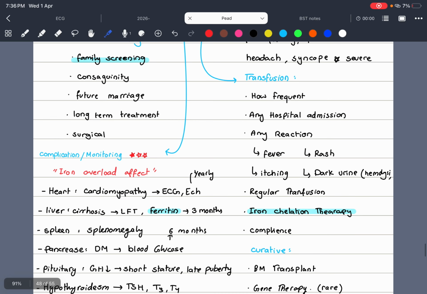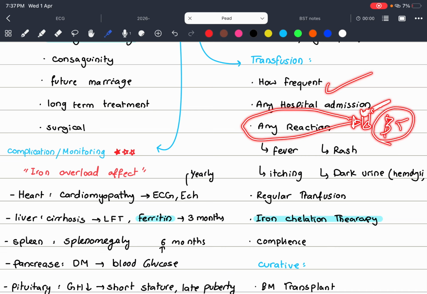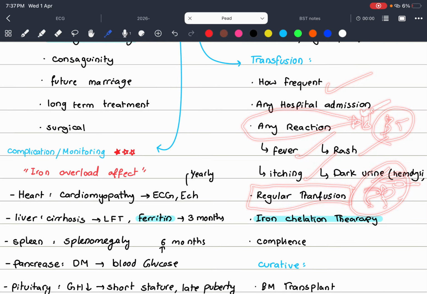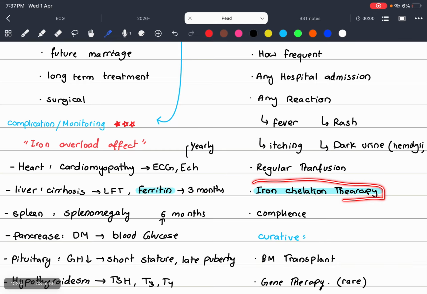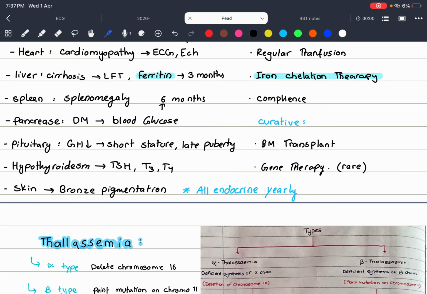What do you ask in your history? You have to ask how frequently he takes his transfusion, any hospitalization, any admission, even a short one. Any reaction to his blood transfusion, like rash, fever, itching, dark urine, because we can see hemolysis. How long his regular transfusion takes, and whether anything is hard for him or bothering him during this duration. For his iron chelation therapy, you must ask what medication he takes in the first place, and whether he is compliant or not.